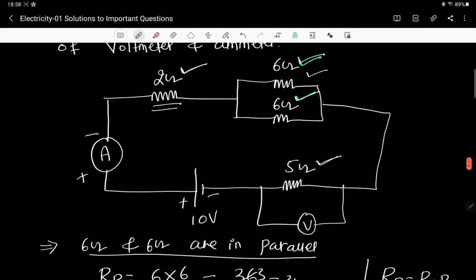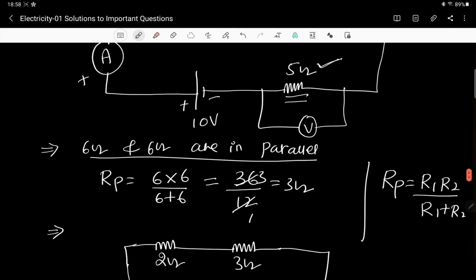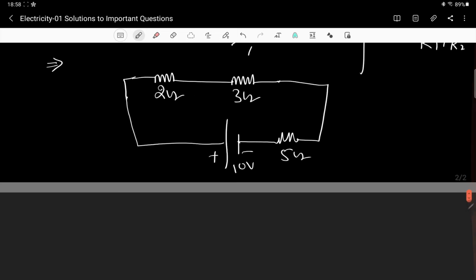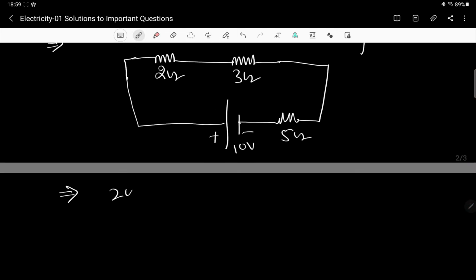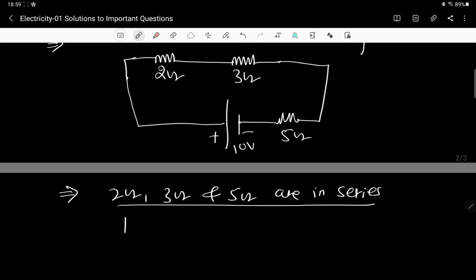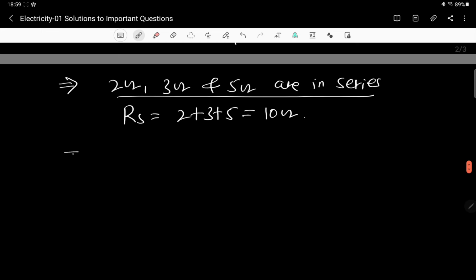Correct. So 2 ohm is intact, 5 ohm is also intact. So instead of this 6 ohm and 6 ohm, I have got this 3 ohm. All right. Now look at this 2 ohm, 3 ohm and 5 ohm. They are in series, no? So that's why I'm going to get Rs is equal to 2 plus 3 plus 5, and that is equal to how much it is? 10 ohm. So instead of all these resistors, I can have only one resistor which is like 10 ohm.